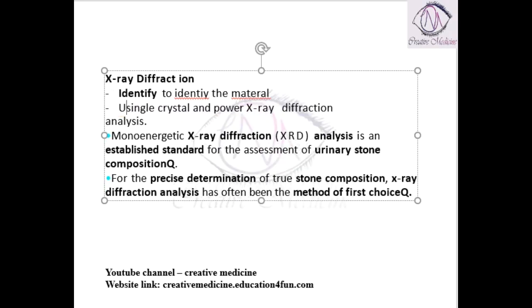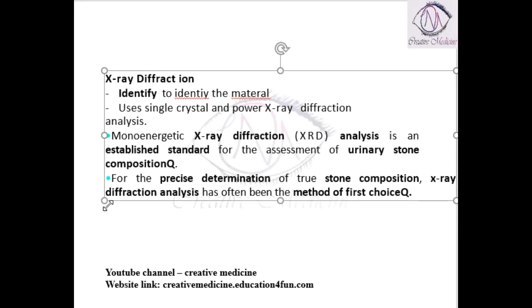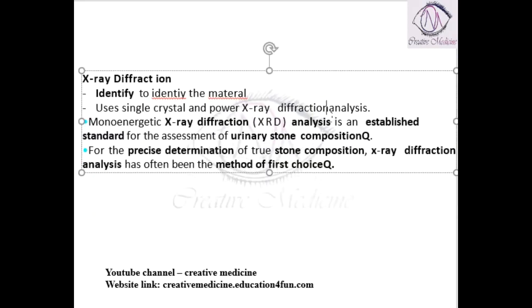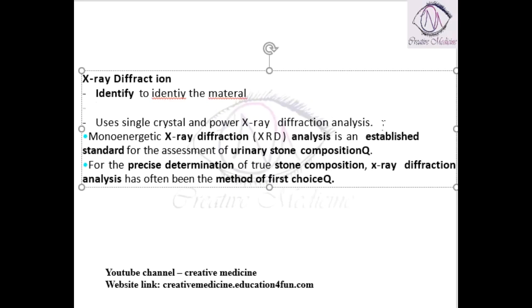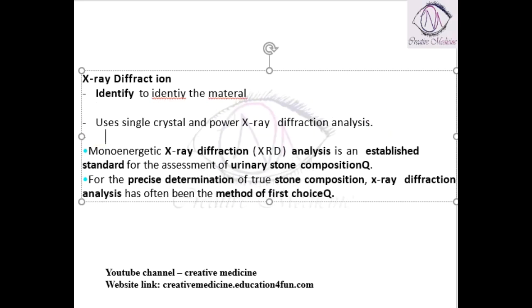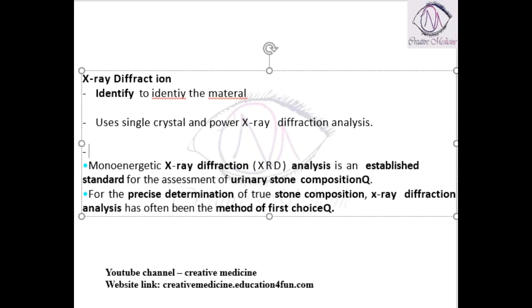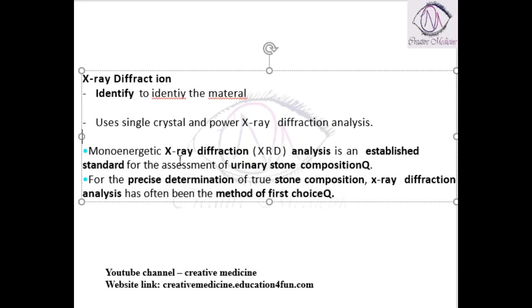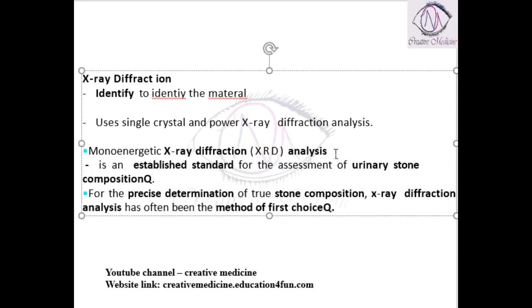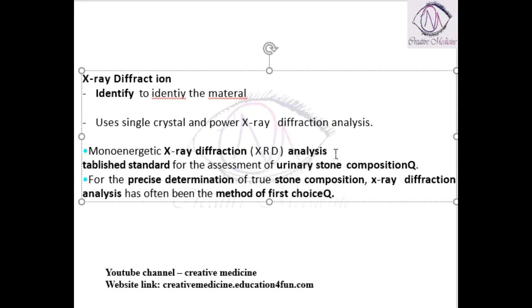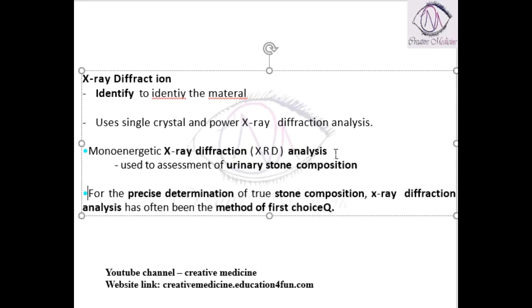It uses the technique of crystal and powder X-ray diffraction analysis. With the help of this crystal and powder X-ray diffraction analysis, we can assess the type of the stone or composition of the stone. We have a type of X-ray diffraction which is called monoenergetic X-ray diffraction analysis. To assess the stone composition, we can use this monoenergetic X-ray diffraction analysis.